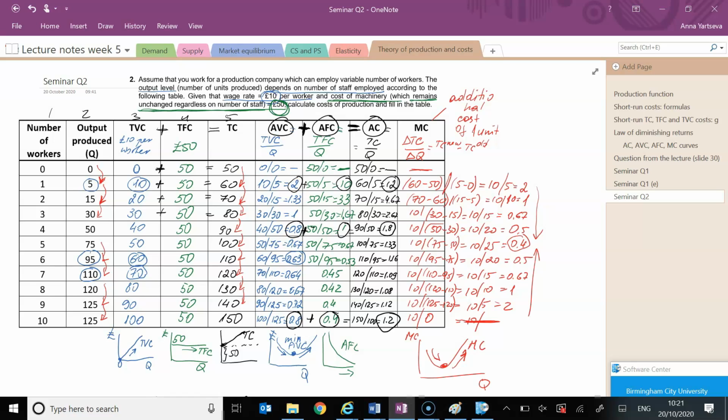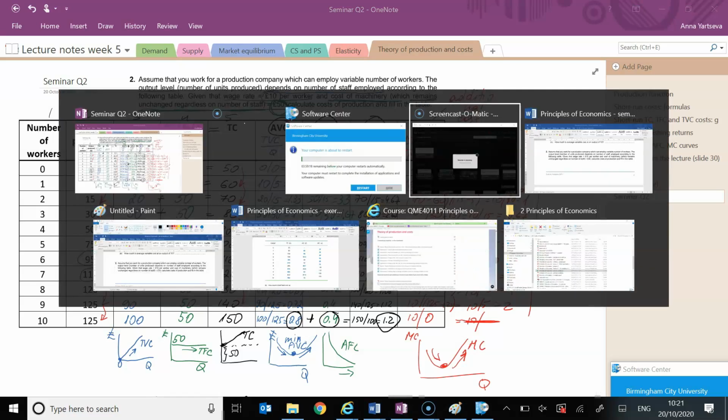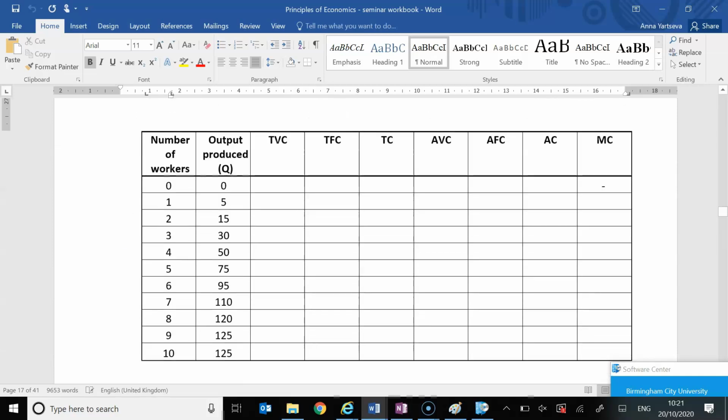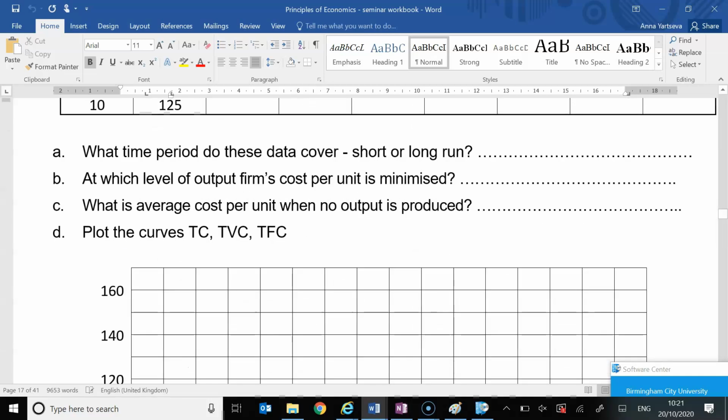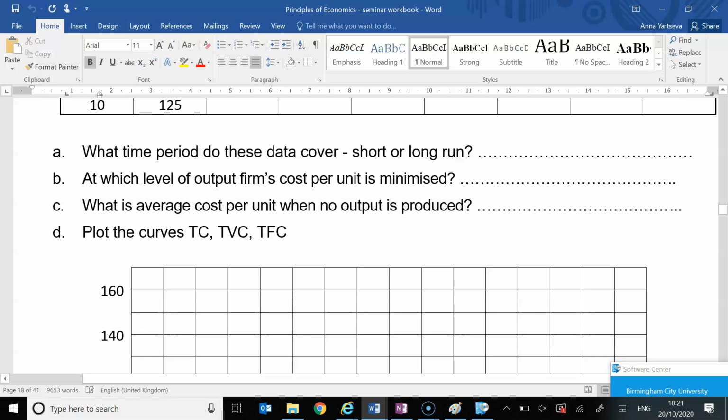Okay, let's answer our questions. There were several questions underneath the table. Let's have a look at this. What time period do these data cover? Short or long run? Any ideas? Questions? Any thoughts on this?